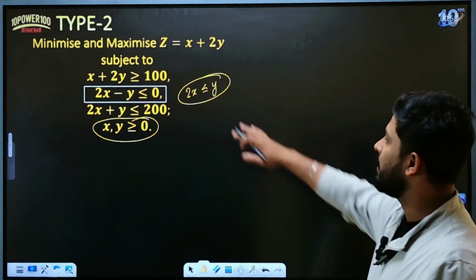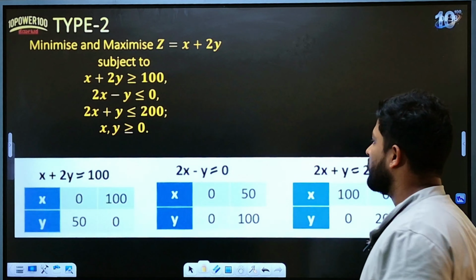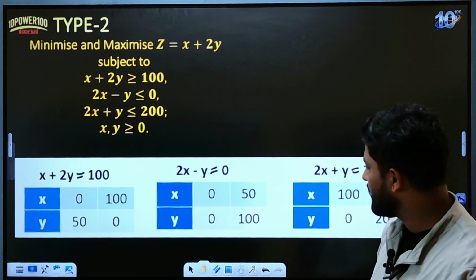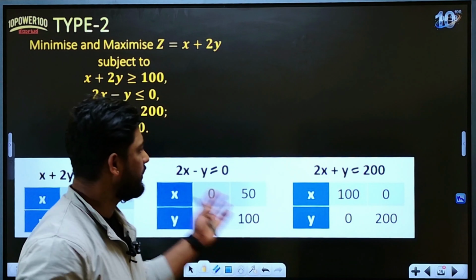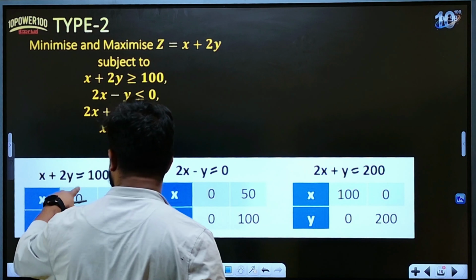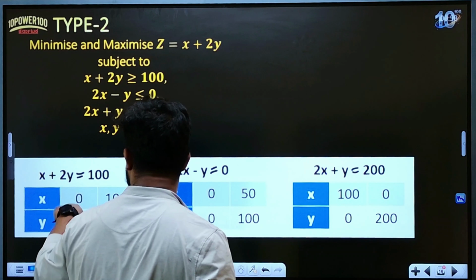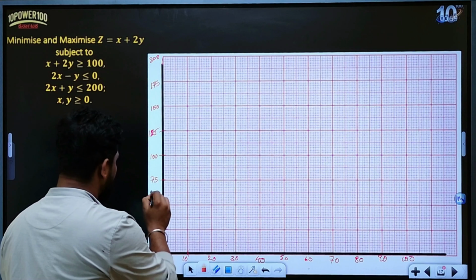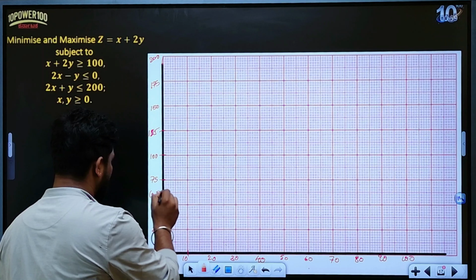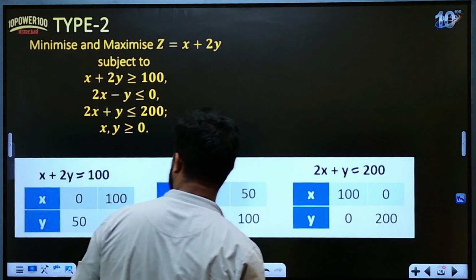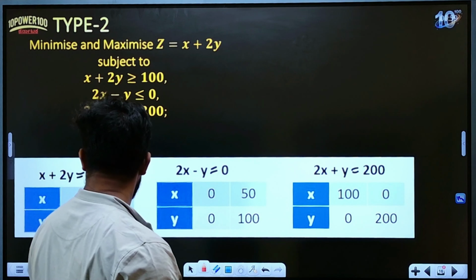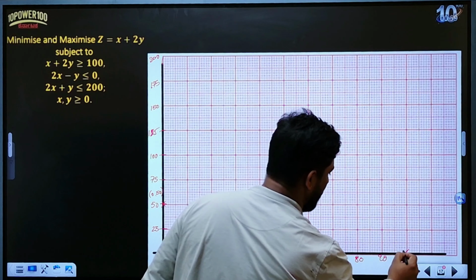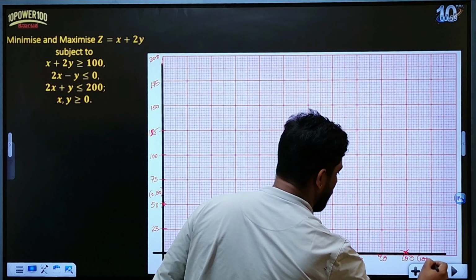Okay, so now for this, directly I have taken coordinates. Now I'm going to construct the graph. You can easily find out these coordinates, it's not so difficult. So first line, x plus 2y is equal to 100. When x is equal to 0, y value is 50. First point is 0 comma 50, right? And the second point is when y value is 0, x value is 100. So this is 100 comma 0, right?